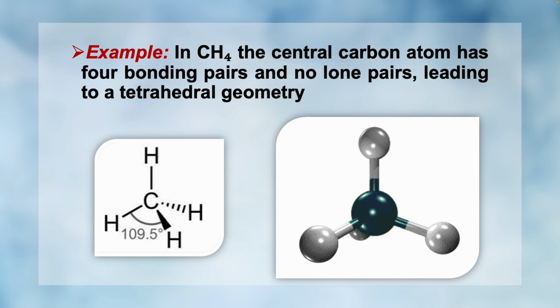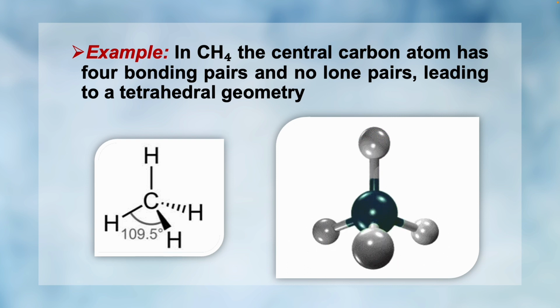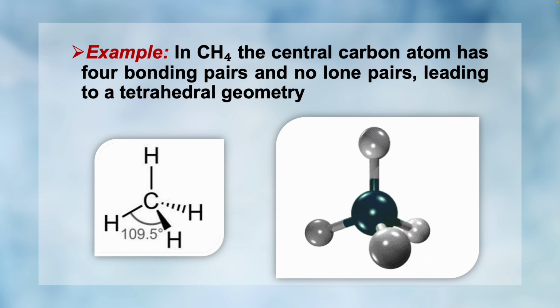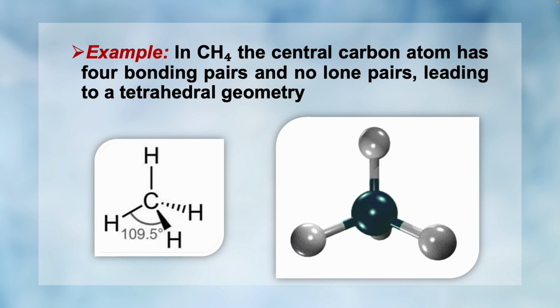The bond angle in the CH4 molecule is 109 degree 28 minute, or can be rounded off to 109.5 degree. The central atom carbon is covalently bonded to 4 hydrogen atoms and the 4 C-H bonds are arranged at the 4 corners of a regular tetrahedron with the bond angle nearly equal to 109.5 degree.